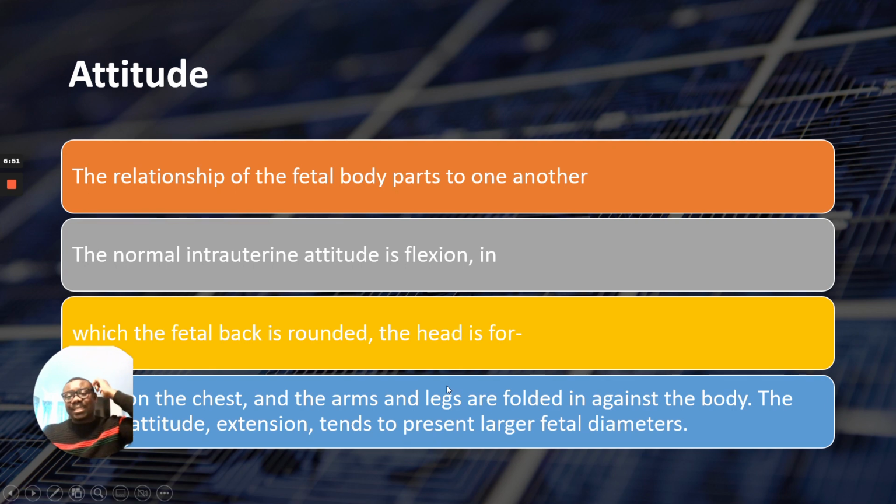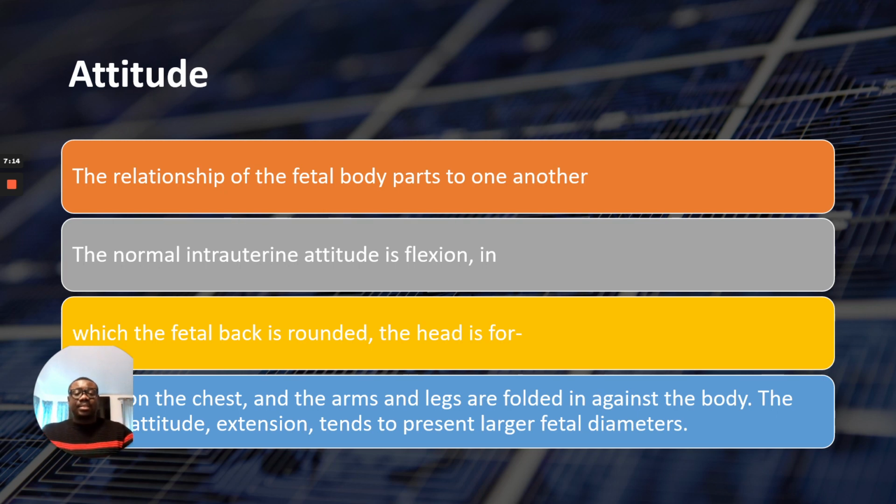Now, the next is the attitude. The attitude is the relationship of the fetal body parts to one another. In the uterus, the fetus will flex the arms toward the body, the chin comes down like this, and the knees are hitting the abdomen. That becomes what we call flexion.